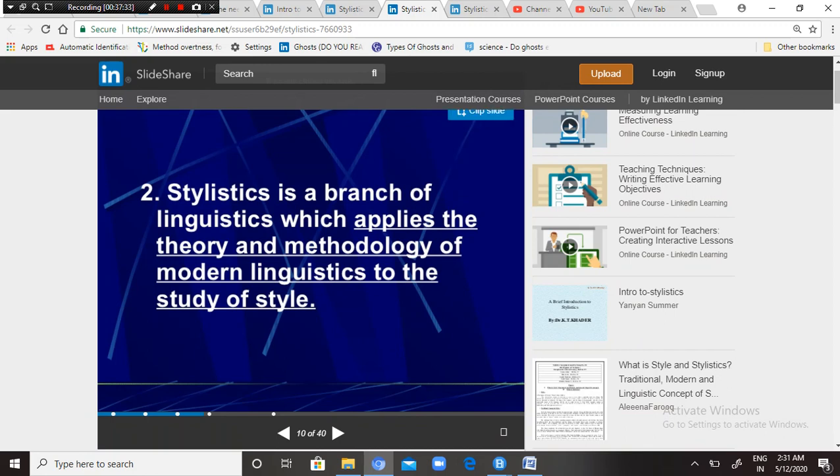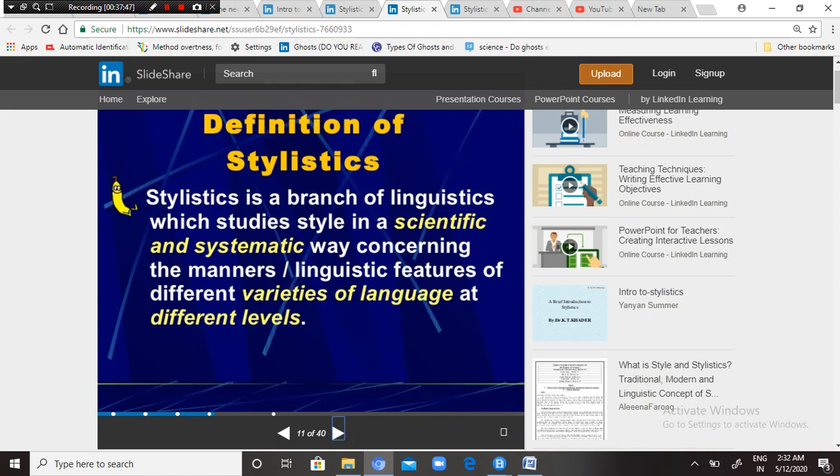Stylistics is the branch of linguistics which applies the theory and methodology of modern linguistics to the study of style. Okay. Next we watch the definition of stylistics. Stylistics is a branch of linguistics which studies style in a scientific and systematic way, concerning the manner of linguistic features of different varieties of a language at different levels.